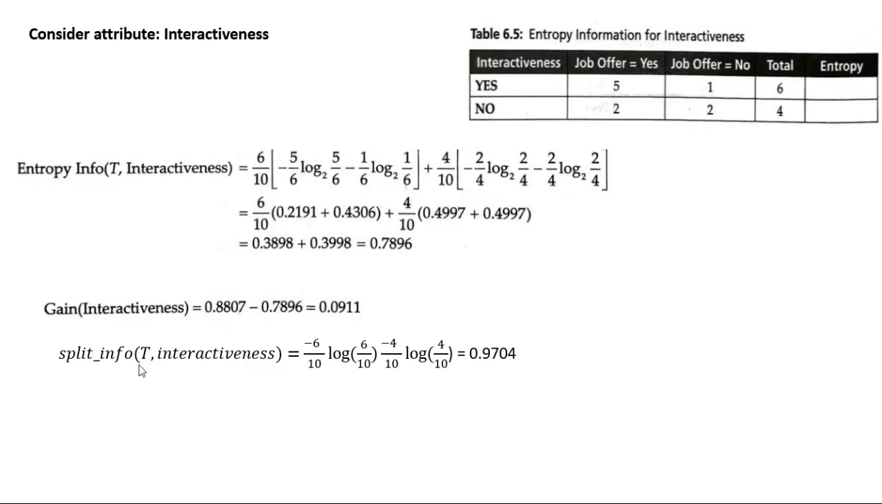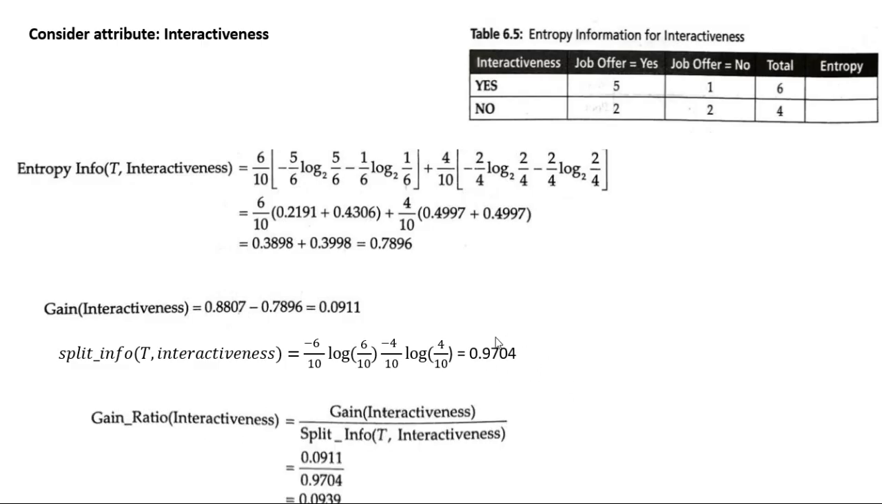Now you find the split info. Split info for T comma interactiveness. T is the training data set, interactiveness is this attribute. So the formula is this one: minus 6 by 10 log of 6 by 10 to base 2. I'm sorry, I forgot, there should be a 2 here. Minus 4 by 10 log 4 by 10 to the base 2. There should be a 2 here. So you get the value as 0.9704.